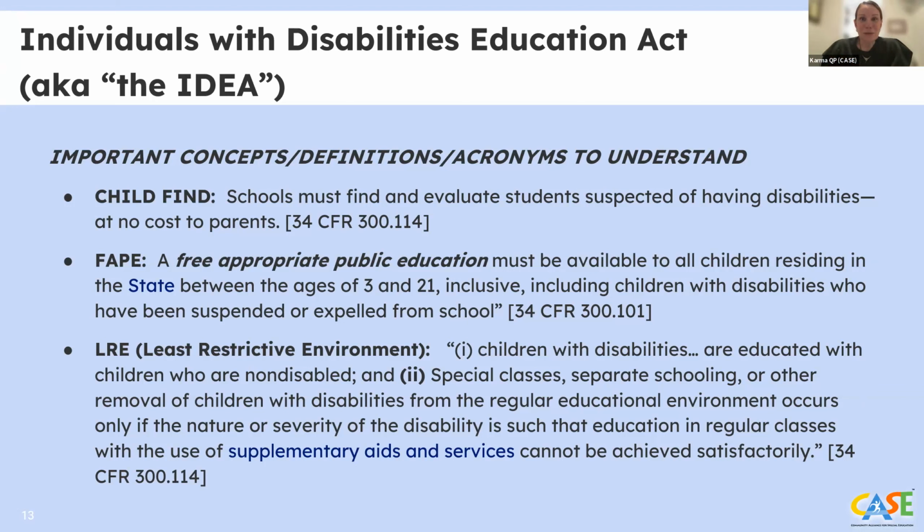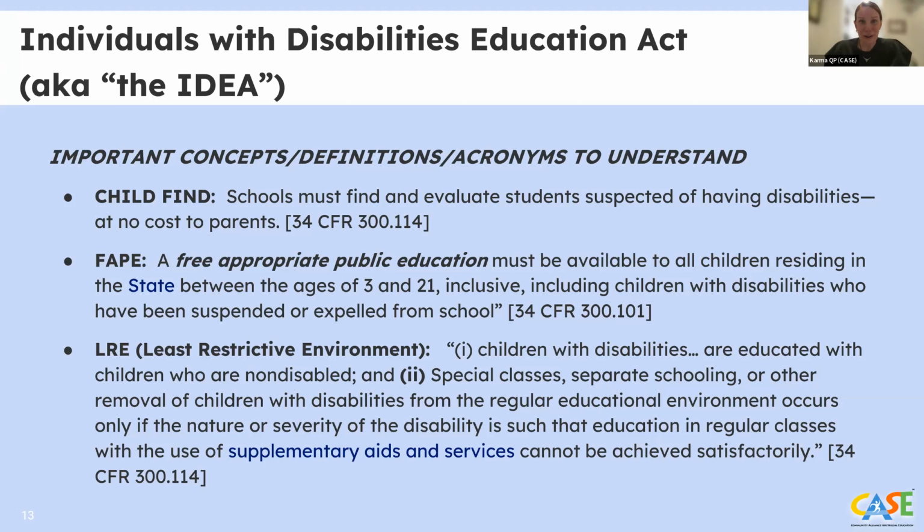The second most important concept is FAPE. A free, appropriate public education must be available to all children residing in the state between the ages of 3 and 21 inclusive, including children with disabilities who have been suspended or expelled from school. And again, you see that 34 CFR 300 there, which means that comes from the federal law as well.